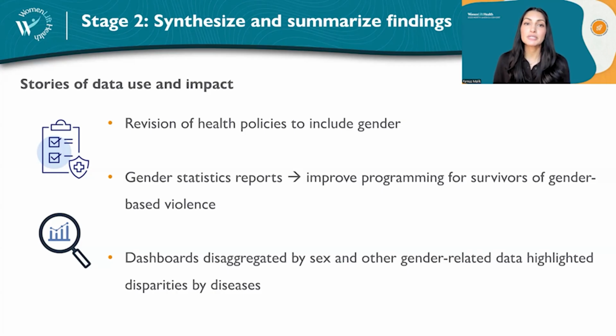In one country, the development and dissemination of gender mainstreaming guidelines that are now required in policymaking within the Ministry of Health led to revision of the current maternal and child health policy, such that all 12 goals in the policy will consider gender. In another, findings from a gender statistics report informed the development of a policy brief on gender-based violence, which prompted the government to formalize structures in various sectors to better support people experiencing GBV. Publicly available health dashboards disaggregated by sex and gender-related factors in another country highlighted differences by gender in certain diseases.